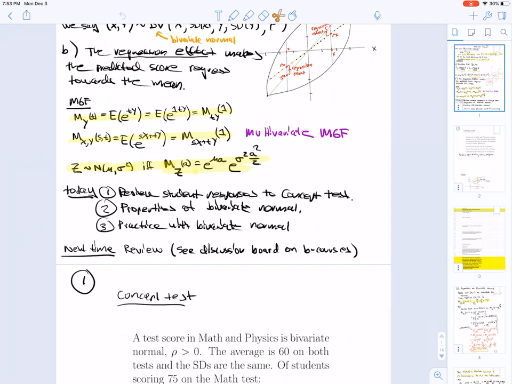So today we're going to look at the student responses to the concept test from last time, look at properties of the bivariate normal, and practice with the bivariate normal. Next time we're going to start to review. I'll post a discussion board on bCourses so you can list the topics that you want to go over.